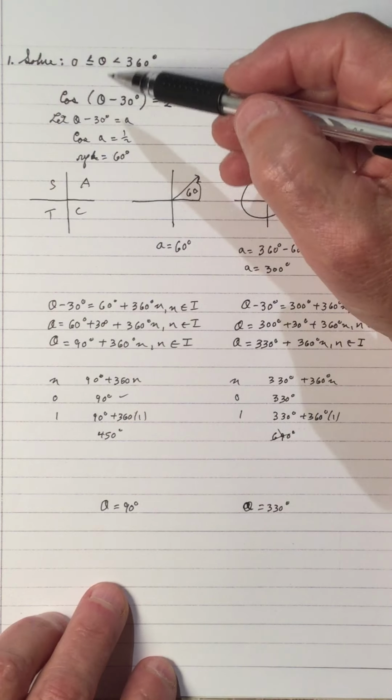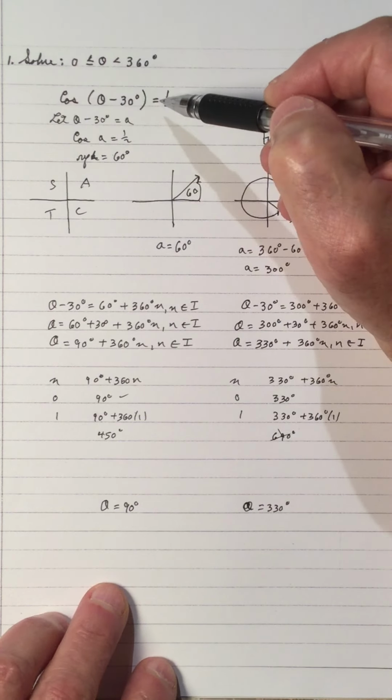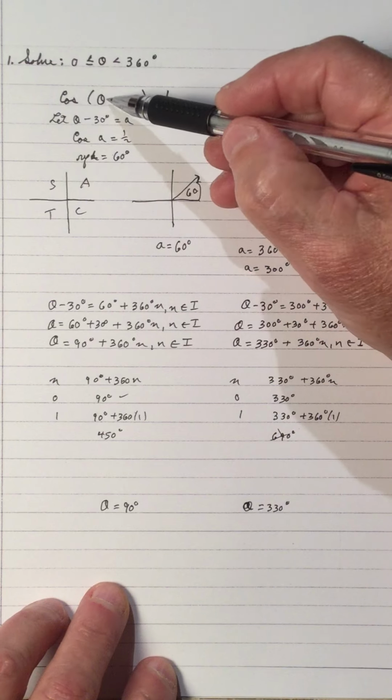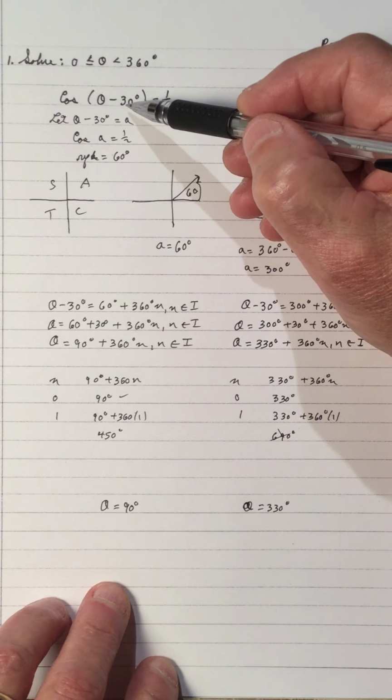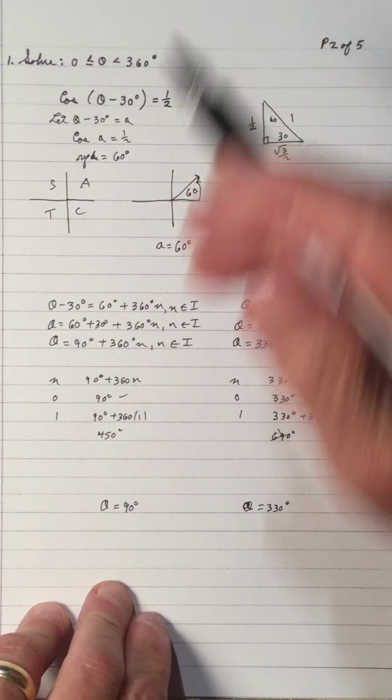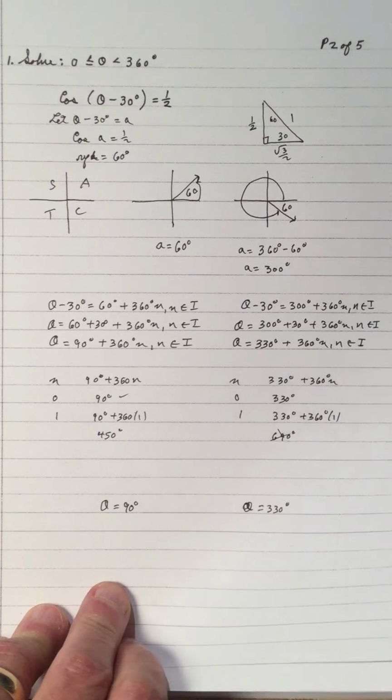If we take 90 and substitute it into the equation and work it out, you get a half. Put 330 in here, subtract 30, you get 300. The cos of 300 is a half.